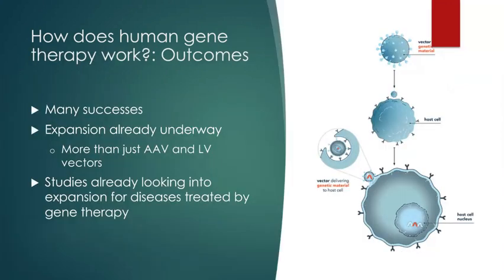Gene therapy is still a relatively new science. As of now, there has been many successes and multiple accounts of positive results from receiving this treatment. There is a wide variety of genetic diseases which can now receive this treatment. Right now, AAV and LV, lentivirus, are the 2 primary viruses used. However, there is already research being conducted to utilize more viruses as potential vectors. With the many successful cases being reported, studies have gone into the expansion of this biotechnology overall.